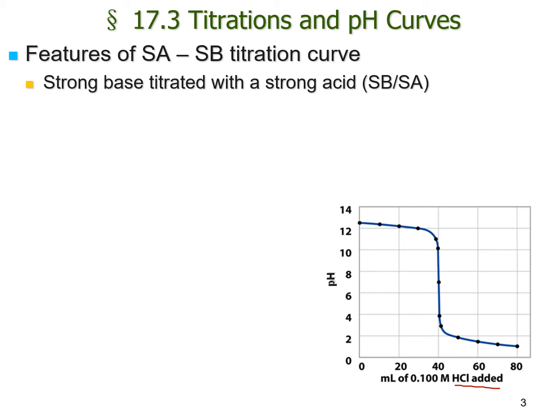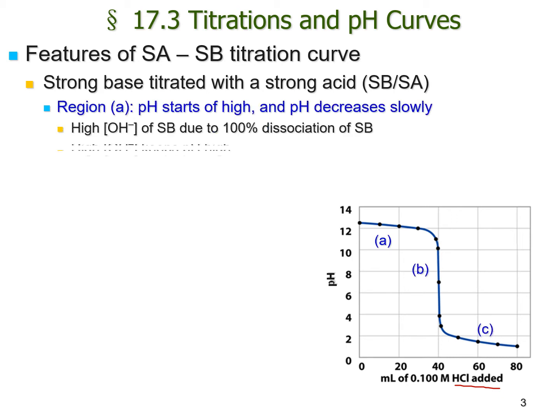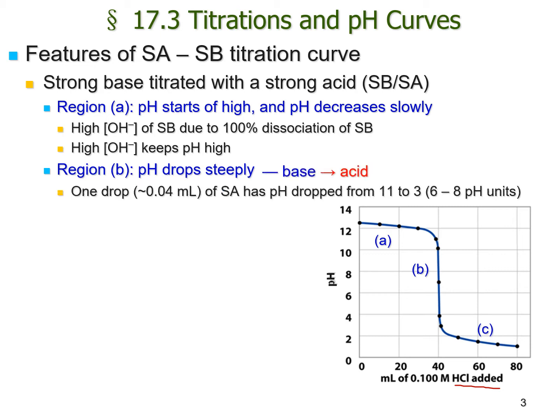And from the previous discussion, we realized that there are 3 regions. We've got regions A, B, and C. Region A, because we start off with excess of strong base, so we've got a lot of hydroxide. So the concentration of hydroxide is high, so the pH starts off high, and it goes down slowly. And when we talk about region B here, this time the pH drops dramatically. By how much? By 6 to 8 units. This is where the solution goes from basic to acidic by only 1 drop of strong acid.